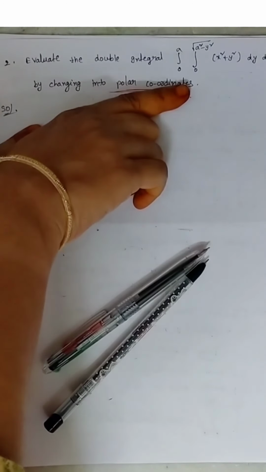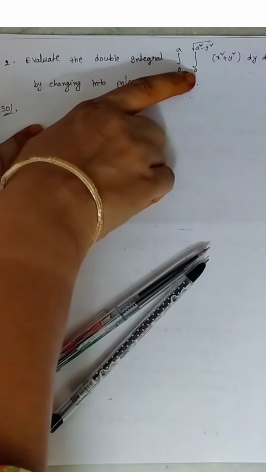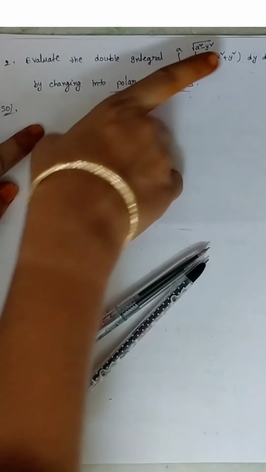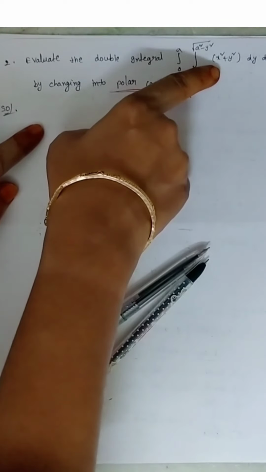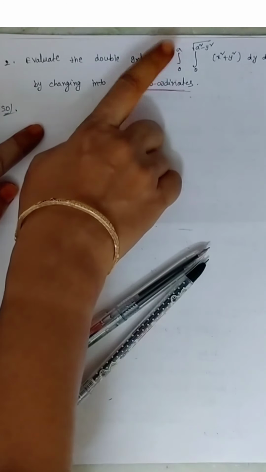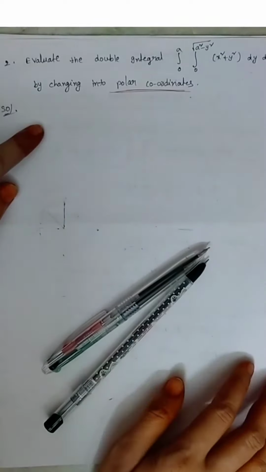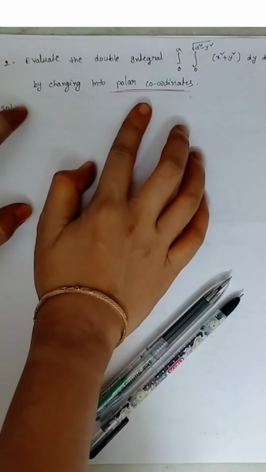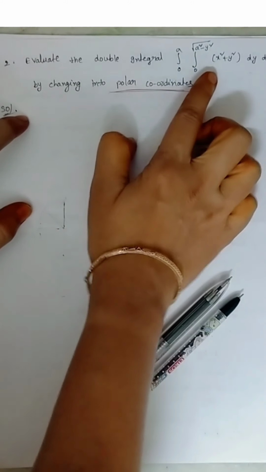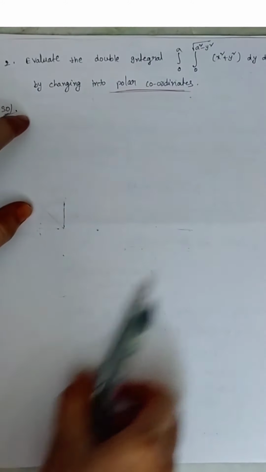Direct integration you have to find. Direct integration means this is x limits, this is y limits. Just substitute first with respect to x, you have to integrate and substitute the limits, and later you just integrate with respect to y and substitute the limits. That is the process if they don't mention in any other form. But here we have to find this integration by changing into polar coordinates.